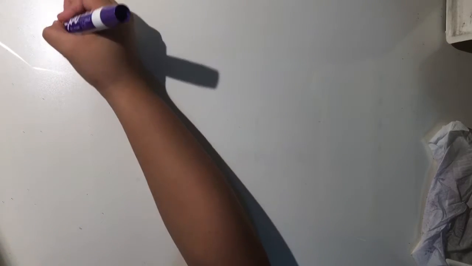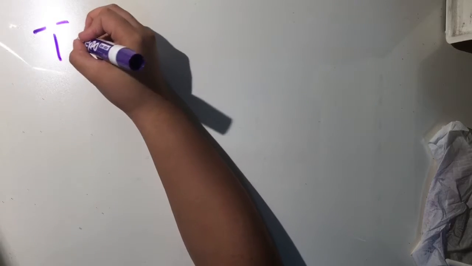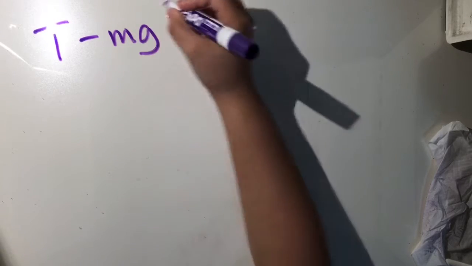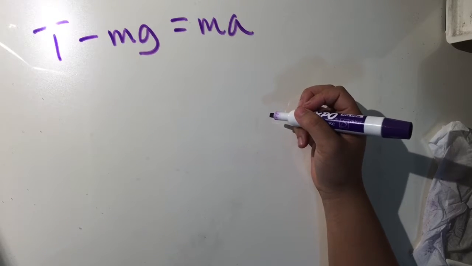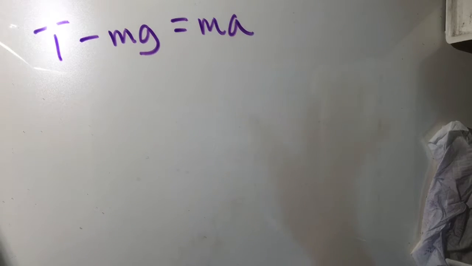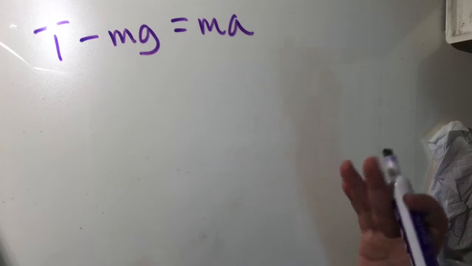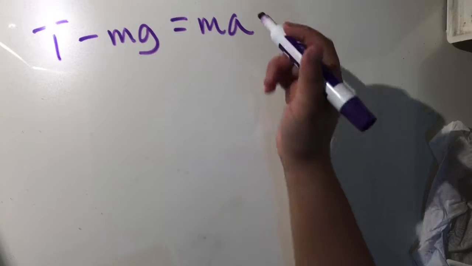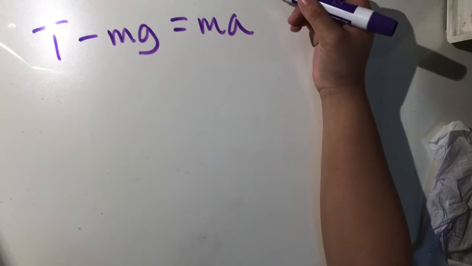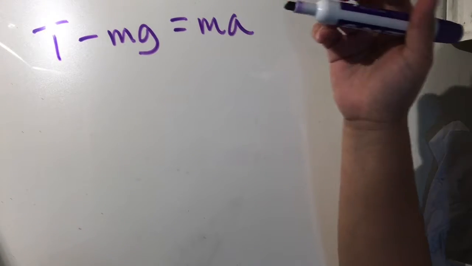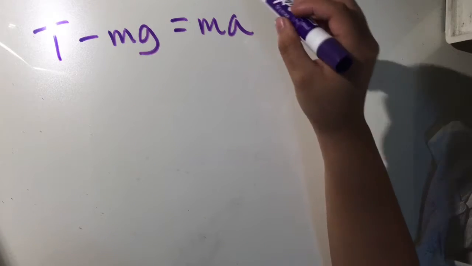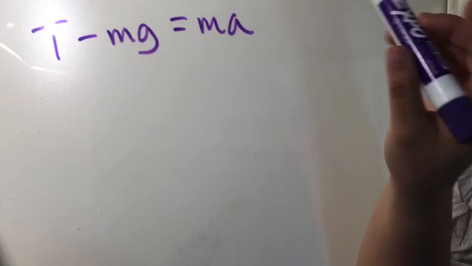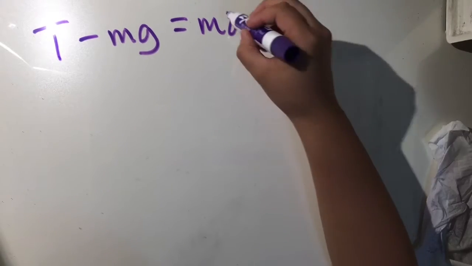So, earlier on we had tension minus mass times gravity equals mass times acceleration. Remember that? Remember how I told you to follow along? Yeah, this should be in your notes. If you're taking notes, you should follow along. So, we're going to look for acceleration. I said earlier that we're going to substitute our earlier equation for acceleration. So we're gonna do that now.